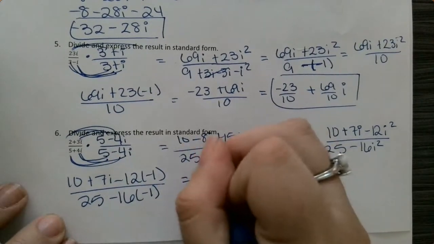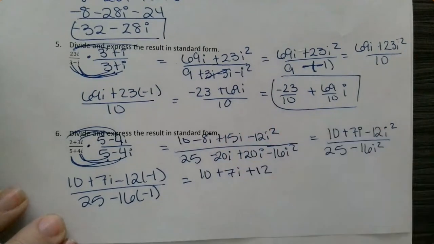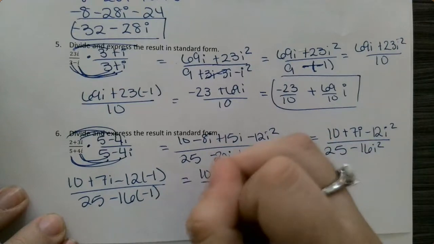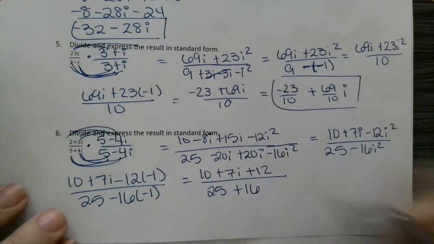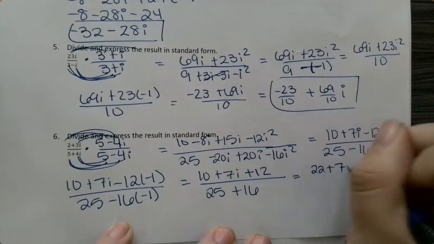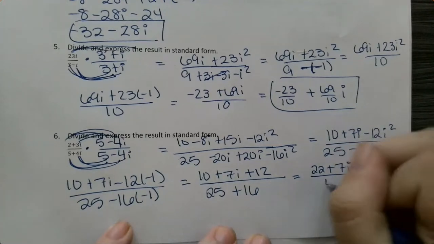So that's going to give me 10 plus 7i plus 12, because negative 12 times negative 1 turns positive. The denominator is going to have 25 plus 16. Then on my numerator, I want to combine like terms. I'm going to have 22 plus 7i. And then on the bottom, I want to combine like terms. 25 plus 16 is 41.